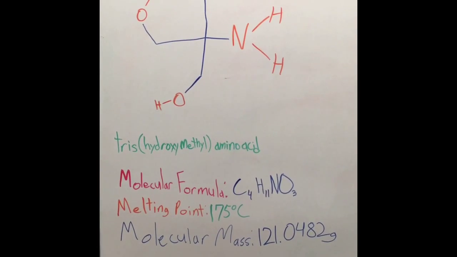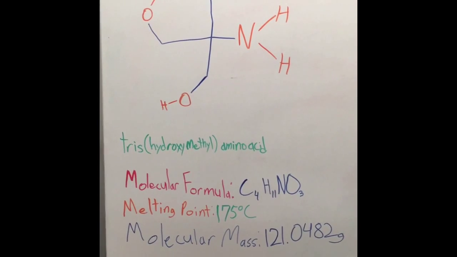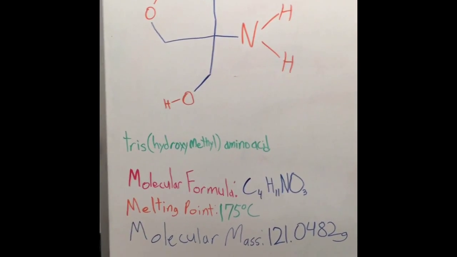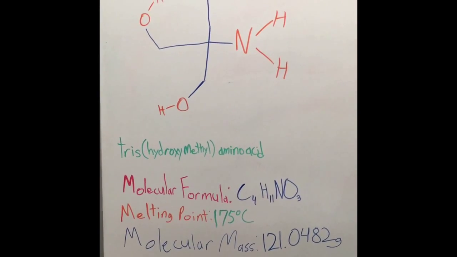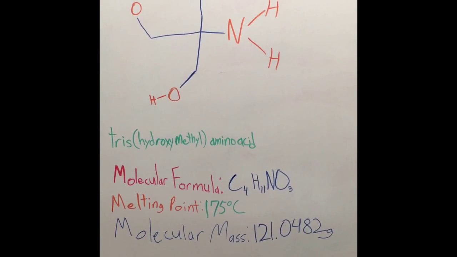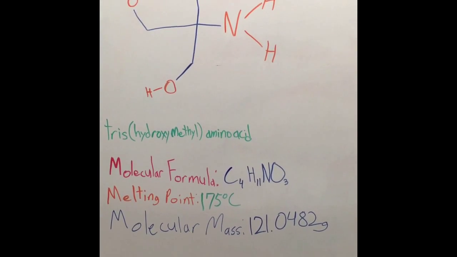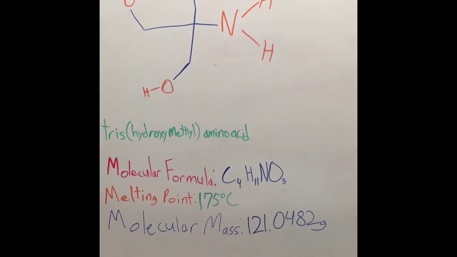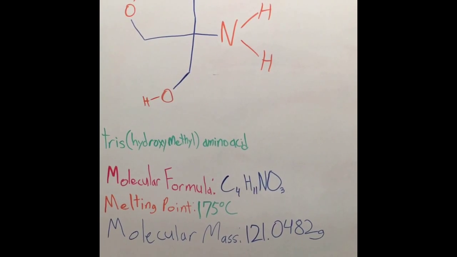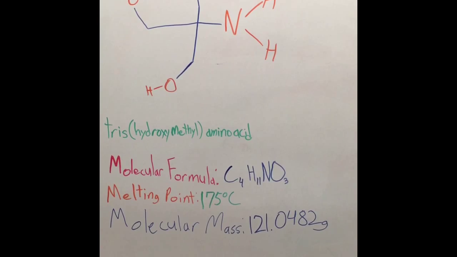Here we have the believed identification of the unknown compound, which is tris(hydroxymethyl)aminomethane. It has a molecular formula of C4H11NO3. The melting point is 175 degrees Celsius. The molecular mass is 121.0482 grams. We can see drawn in orange the two functional groups, which are alcohols and an amine.